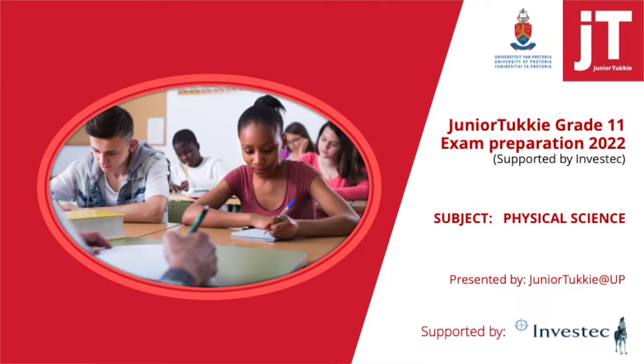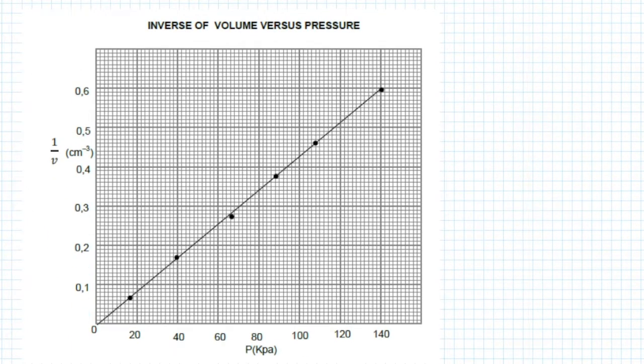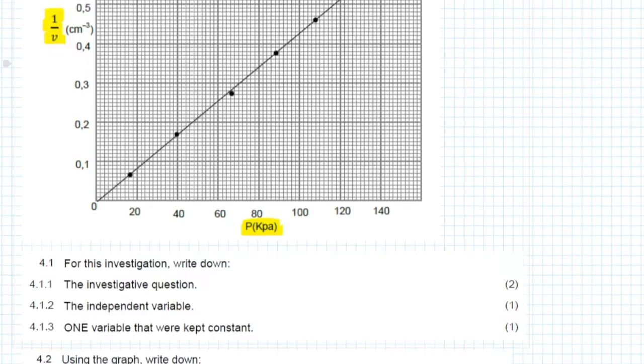Question number 4 is a question on Boyle's law, and it says the setup of apparatus below was used in an investigation to verify an ideal gas law. A fixed mass of nitrogen gas was used in each investigation, and the results obtained are shown in the graph below. So over here we have a graph of the inverse of volume versus pressure. On the x-axis we have the pressure, and on the y-axis we have the inverse of the volume.